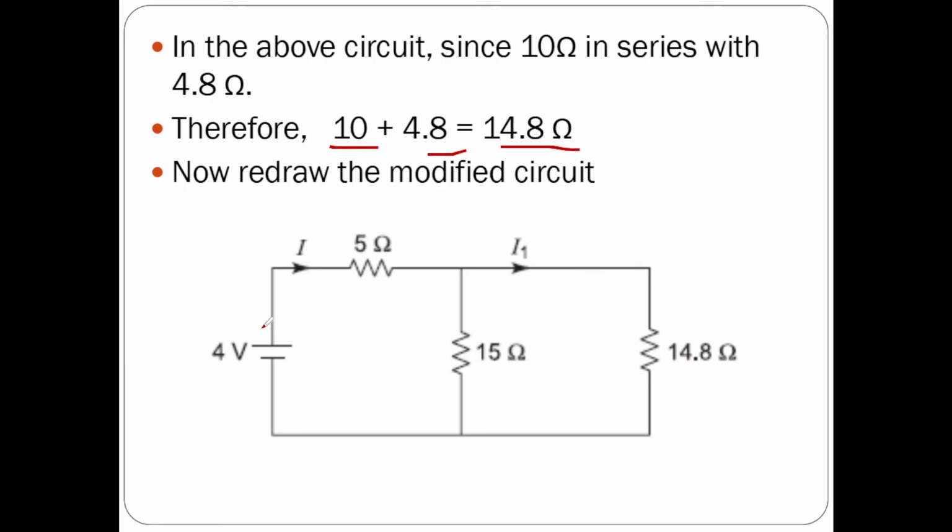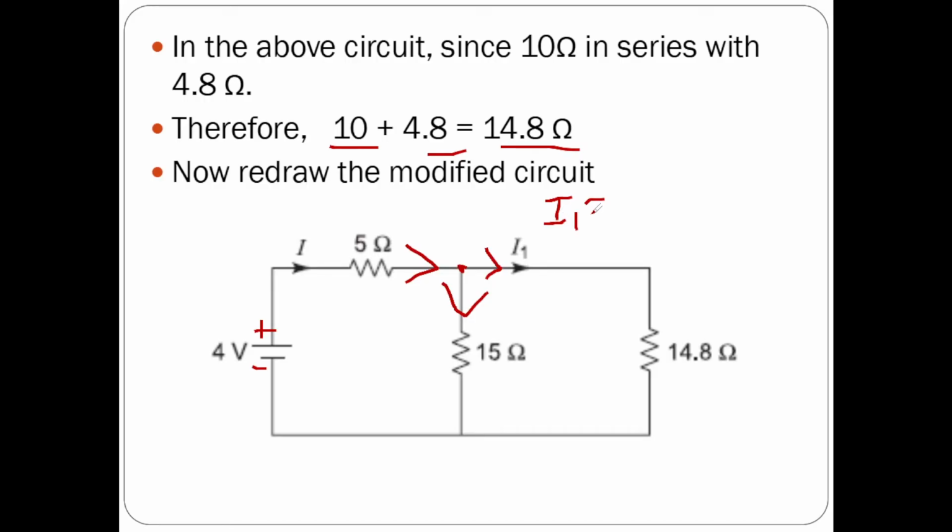Now, this is the positive terminal of the source, and this is the negative terminal of the source. Current is coming out of this source, and at this junction the current is dividing into two parts. So here only two elements are connected in parallel in this whole circuit. Therefore, in order to determine I1 current, I can go for the current division rule.